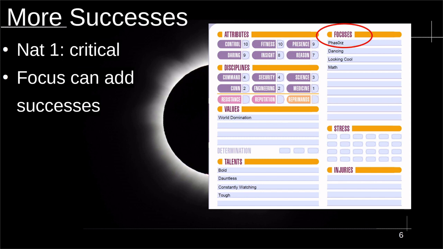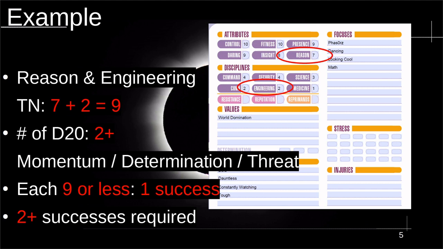In our case, since I wanted to repair an engine, I don't have an applicable focus, but if the task was instead about dancing, I don't know why engineering would require dancing, but if that would have been the case, I would have the chance with 2 dice to obtain up to 4 successes. Now, as we established in our example, with 2 dice I usually get up to 2 successes, not counting focuses and natural 1s.